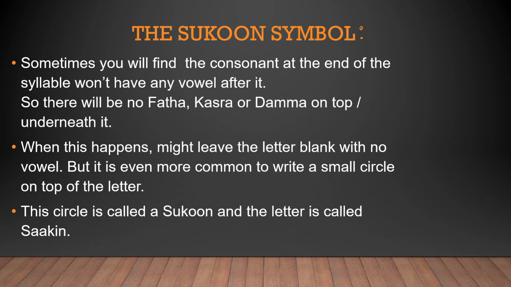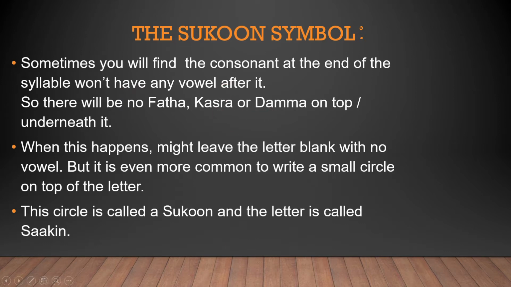This symbol is called the Sukoon symbol. So syllable type 3 will be using the Sukoon symbol, and we need to know what a Sukoon symbol is. It is where there's a word and you find that the last letter of that word doesn't have any fatha, kasra, dhamma after it. There's no fatha, no kasra, no dhamma on the last letter of that word.